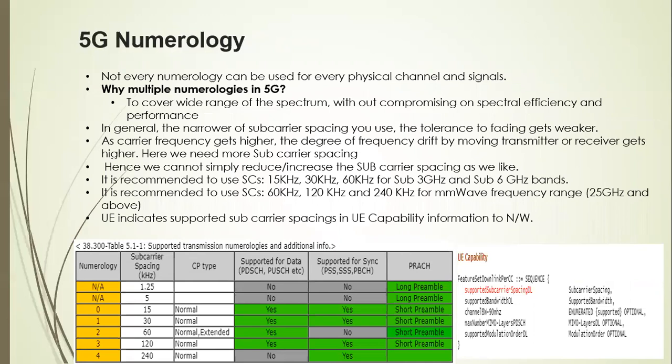So having these many types of numerologies, these many options for subcarrier spacing, we have some limitations. We have some applicability for each subcarrier spacing. For example, if you see the below table, we cannot use 60 kilohertz subcarrier spacing for synchronization signals. We cannot use 240 kilohertz subcarrier spacing for data transfer. It is only meant for synchronization and broadcast channels.